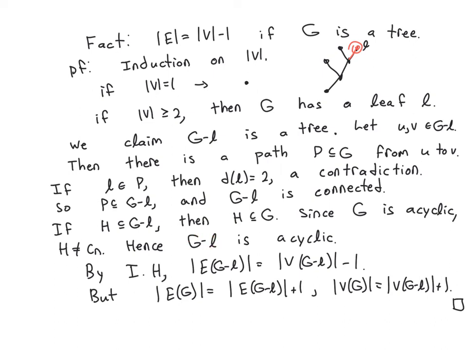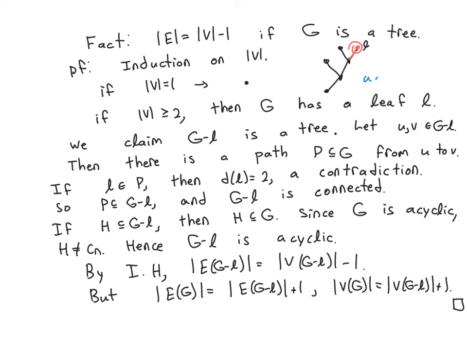All right, so first let's show that it's connected. Take 2 vertices in G minus L, like here and here. Well, because they are also vertices in G, and G is connected since it is a tree, there must have been a path from U to V in G. Your only concern is, what if that path used the leaf? Well, let's think about that.